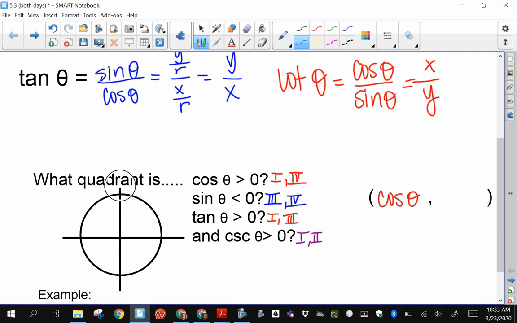I learned a memory trick last year. Actually, Mrs. Kortik taught this to me. I had never heard this before. And she says: all students take calculus.